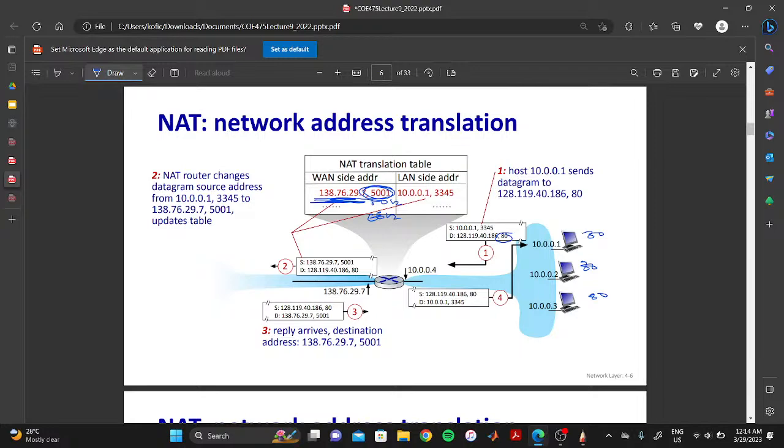So how does it work? You first send a request, and when the request gets to the router, the router will change it. It will look at your IP address and your port number, and then it will tamper with the message.